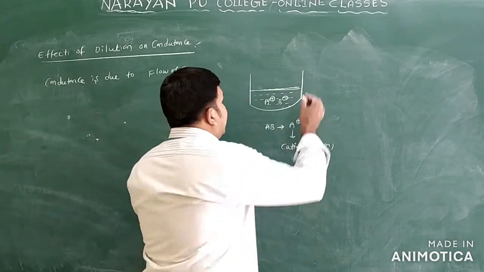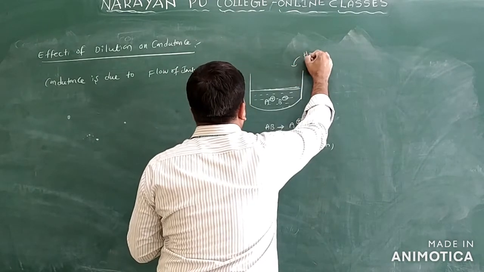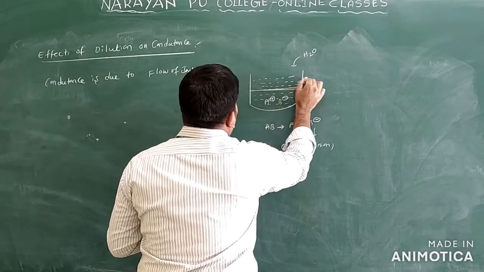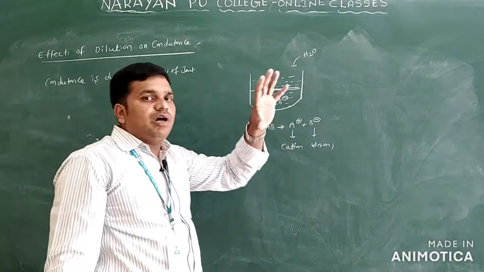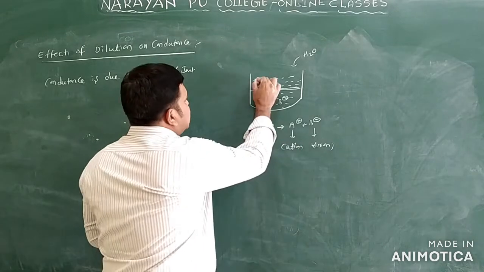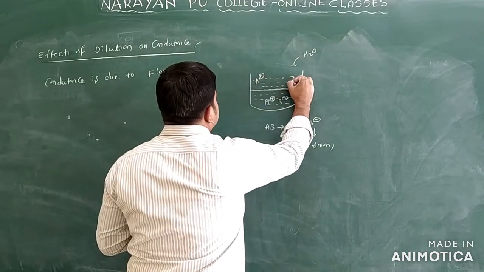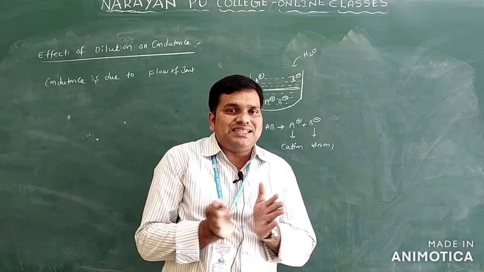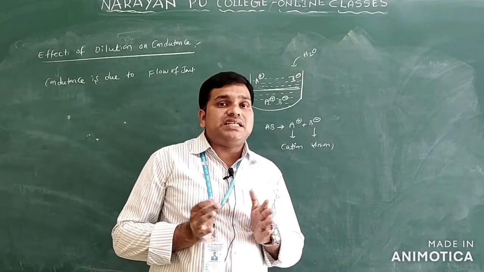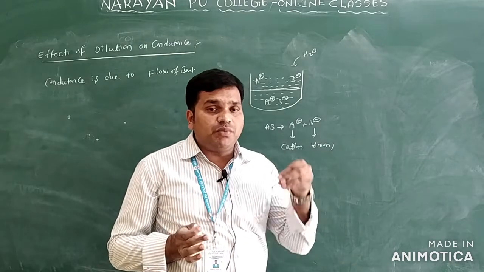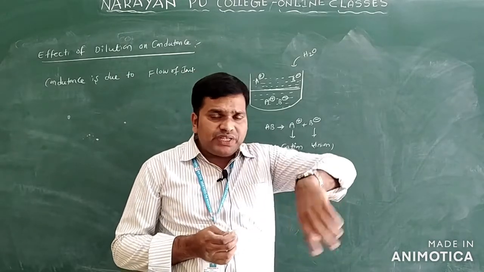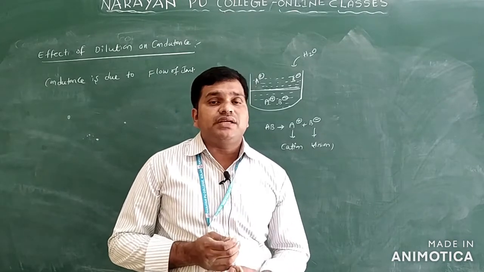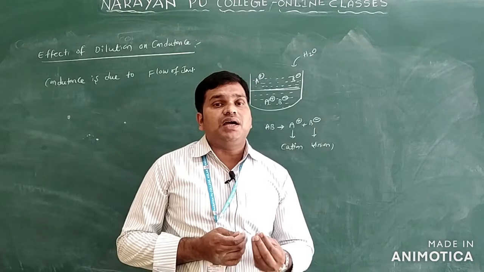Now I want to add water from the outside only. Now what I am doing here, I am adding water from the outside only. So whenever you add the water from the outside, then what happens? Volume of the solution increases, then A plus ion and B minus ion are far away from each other only. So what does it mean here? The distance increases. When the distance increases, force of attraction decreases only. Then the flow of ions increases only. Whenever the flow of ions increases, then what can we say? Conductance of the solution increases only.